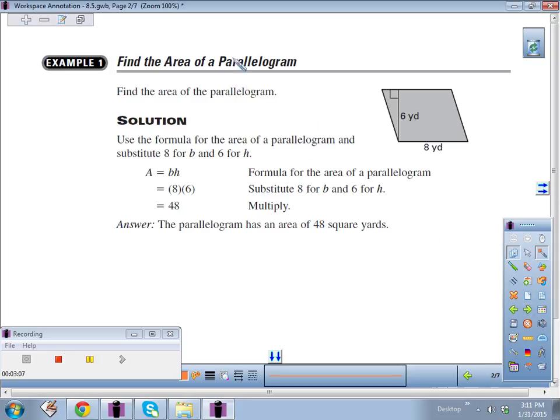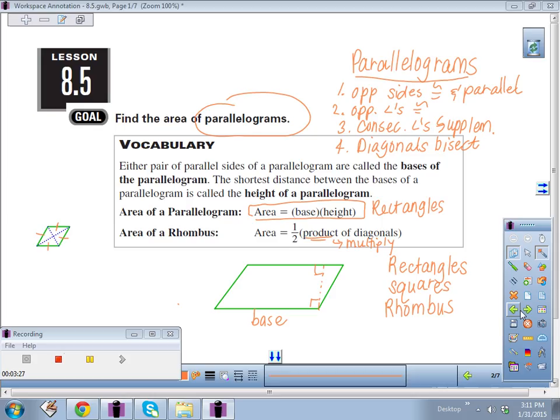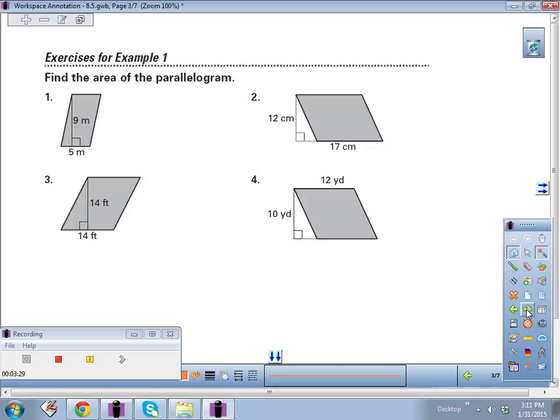So, for example 1, find the area of a parallelogram. We have the height, we have the base here, and so we can just plug those numbers into our formula. Base times height, which would be 48. And we're talking about yards, so don't forget square units, since we're talking about area. Take a moment, calculate the area of the parallelogram using the formula, base times height.